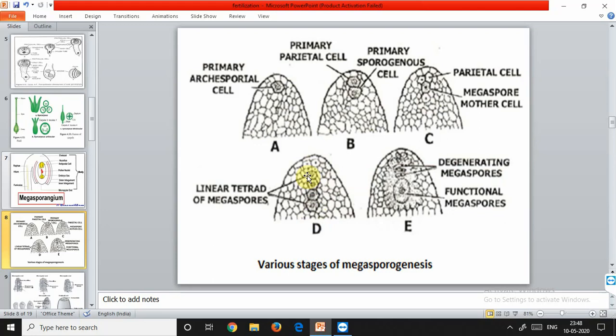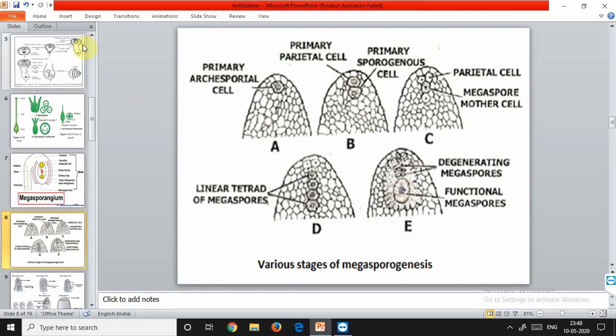Now in most of the angiosperms, out of these 4 megaspores, 3 degenerate. So the upper 3 degenerate. It is not necessary that only the upper 3 will degenerate, sometimes the lower 3 can also degenerate. So these are degenerating cells, and only one functional megaspore is left. These degenerating cells provide nourishment to the remaining one, and that's why it grows larger in size.